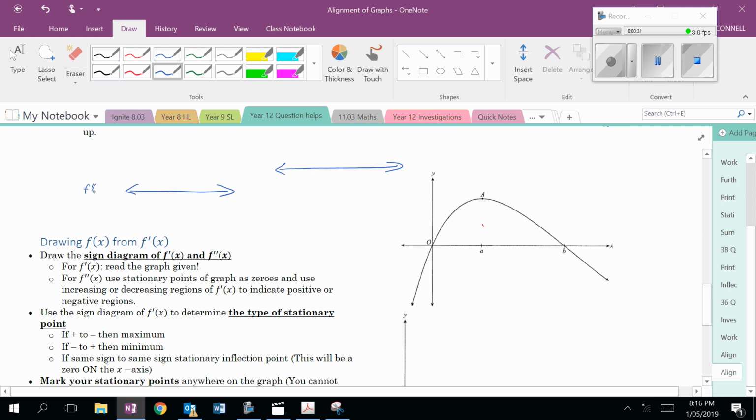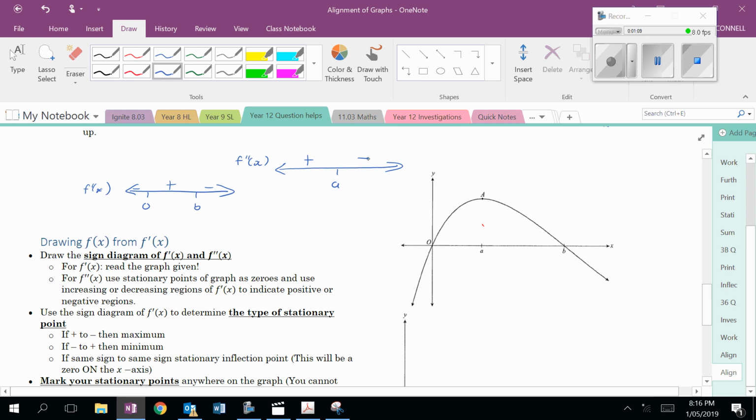So if I'm doing my derivative, then it'll be 0 and b, then my two zeros to the left. 0 is minus, then it's plus, then it's minus. So that's my derivative. Now for my second derivative, we've got to use the stationary points of the graph as zeros. So if this is f double dash of x, well, I've got a 0 of that at a, and then use increasing or decreasing regions of my derivative. So here to the left of a, it's going up, so my second derivative will be positive. On the other side, it's coming down, and so it will be negative.